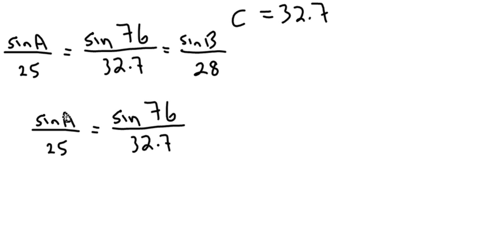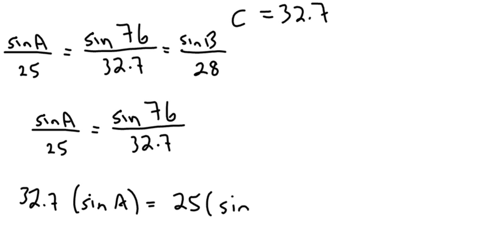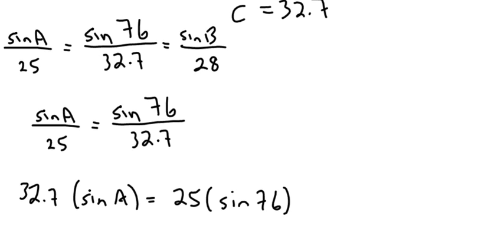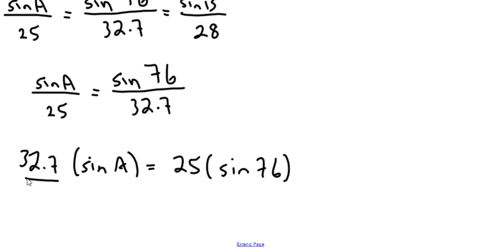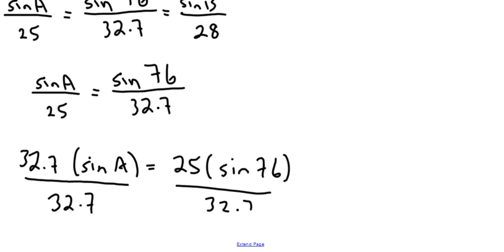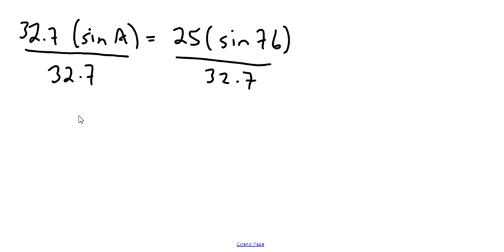So how do I find this? Well, because I have a proportion here, I can cross multiply. So I'll do sine A times 32.7. There's nothing to do there, that's just 32.7 times sine A. And then the other crossways will be 25 times sine 76. And then to isolate sine A, which is what I need to do, I divide both sides by 32.7. And that leaves me with just sine A equals all of this.